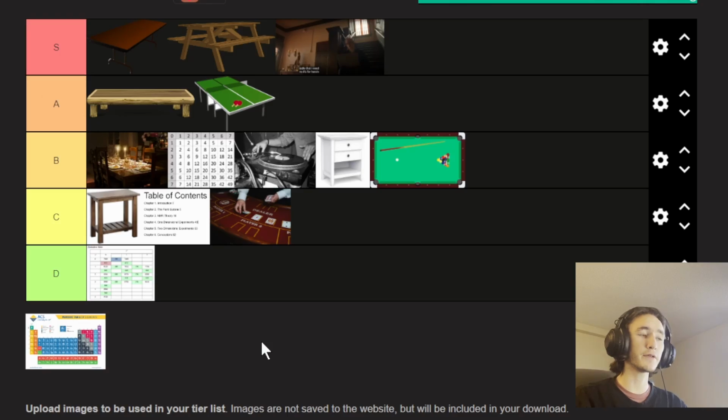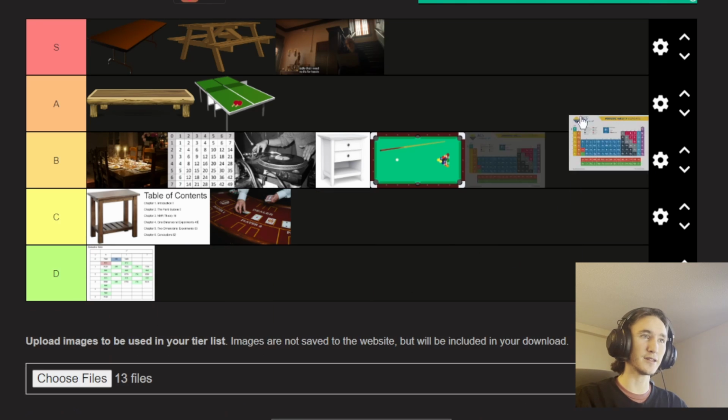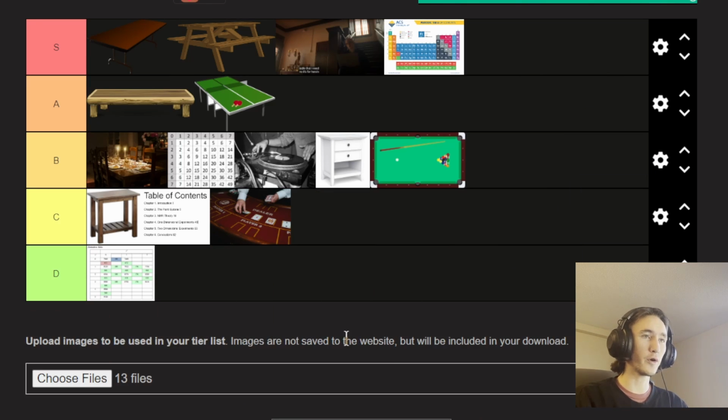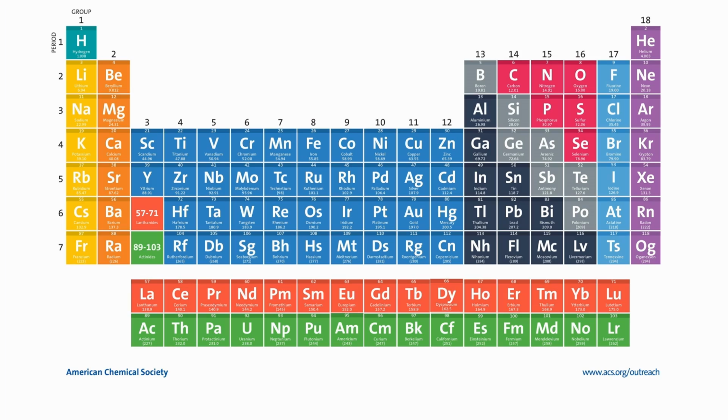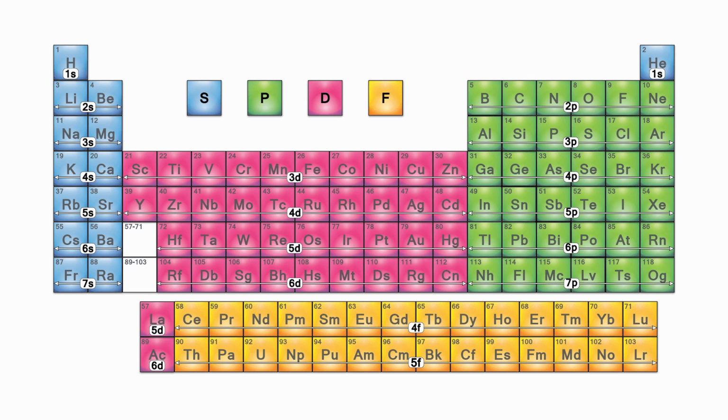Season's greetings, everyone. Today, we are going to be talking about the periodic table of elements, and this is an easy S tier for us. Really no questions about it. If you just take a look at the periodic table, it looks great. I mean, there's a lot of information here that we can use as chemists, about electronic structure.